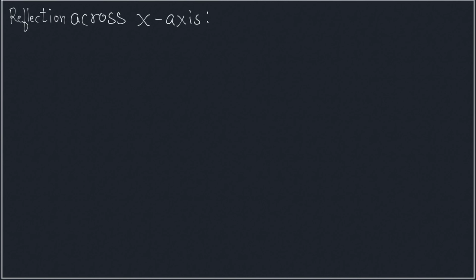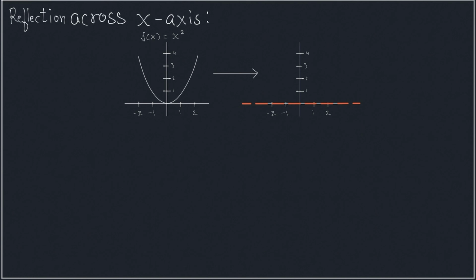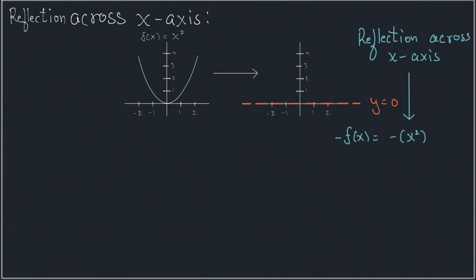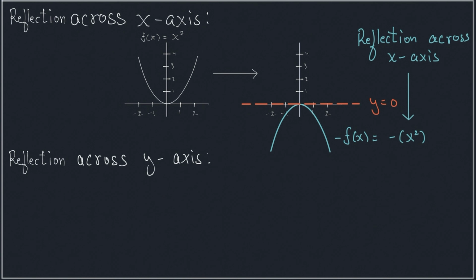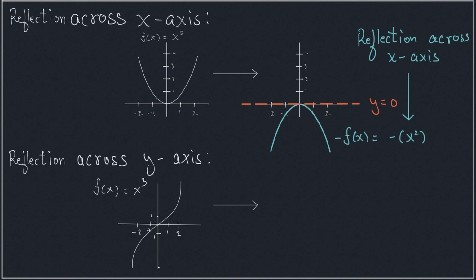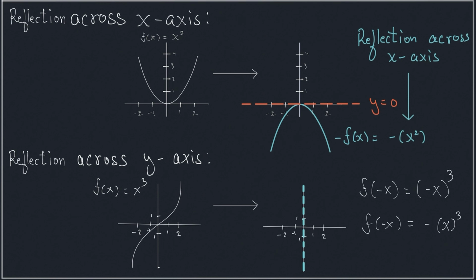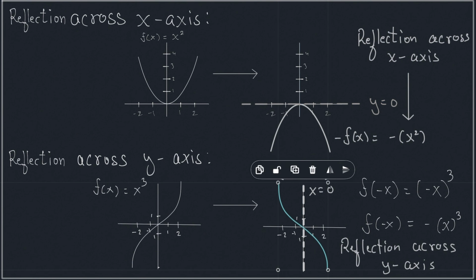If we want to reflect our graph across x-axis, then we need to apply negative sign to the entire function. Our function therefore will become negative x squared, and we will get a mirror image across the x-axis. If we want to reflect our graph across y-axis, then we need to replace x with negative x, and our function will look like negative x cubed, and we will get a mirror image across the y-axis.